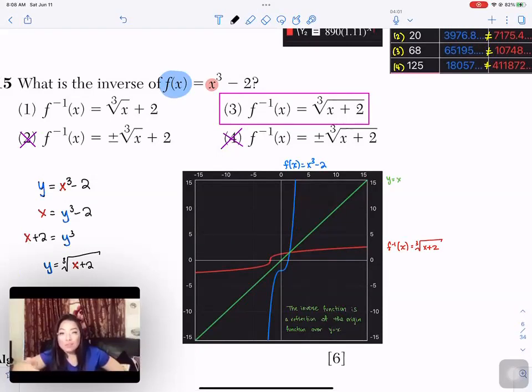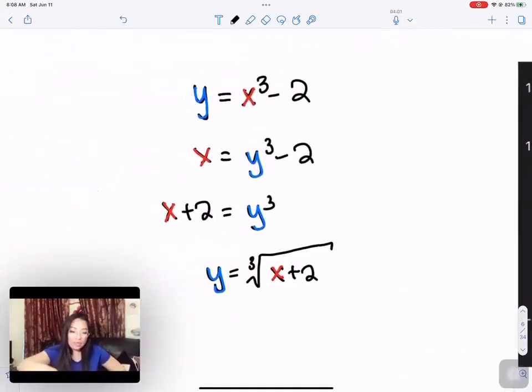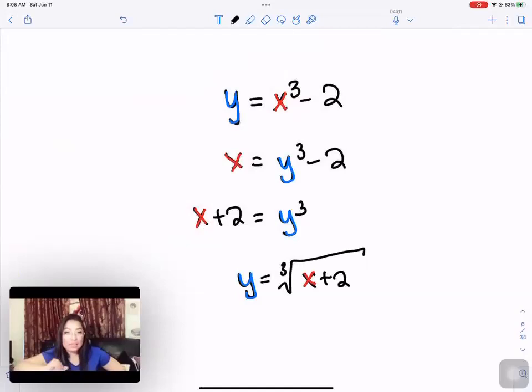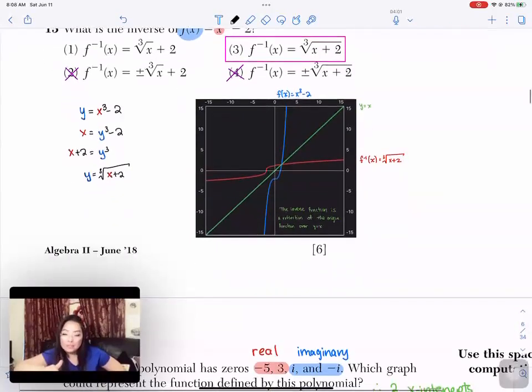But how do you do this by hand without the calculator? Like I said, you switch the x and y and you solve for y. Add 2 over and then take the cube root, which I think might be faster than putting it on the calculator. But hey, you got 3 hours, and if you forget, this is your option.